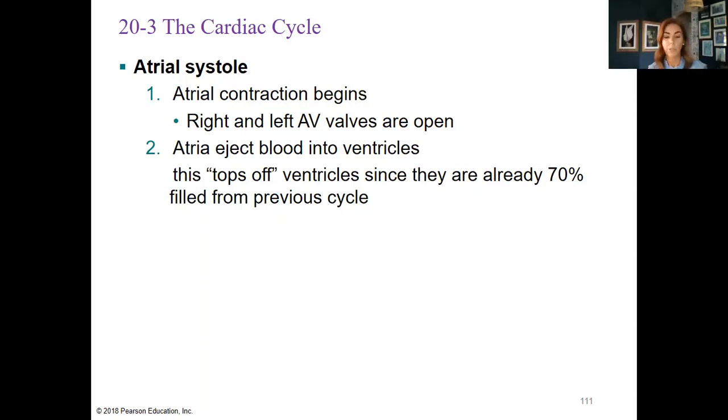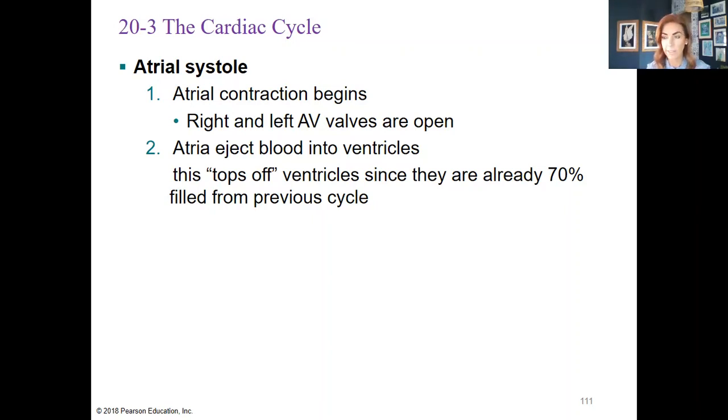Now, very, very important, circle this: it tops off the ventricles because they're already 70% filled from the previous cycle. As you just saw, there's going to be a passive flow of blood into the ventricles. So this contraction from the atria is only going to provide an additional 30% down into the ventricles.